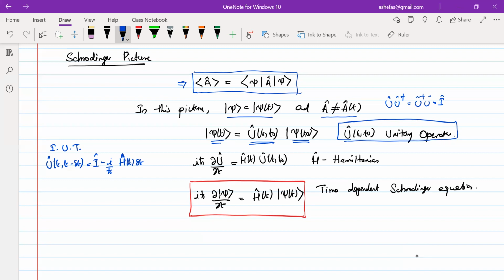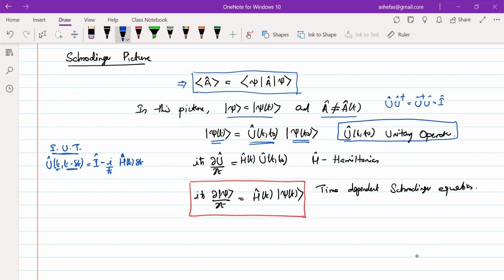Consider the infinitesimal unitary transformation, that is, the unitary operator connecting the state at t minus delta t to the state at t. This is a small, delta t, time evolution, so it is called an infinitesimal unitary transformation. The unitary operator for this infinitesimal time evolution can be represented as the identity operator minus i by h cross H(t) delta t. This H(t) is called the generator, and this generator is nothing but the Hamiltonian.